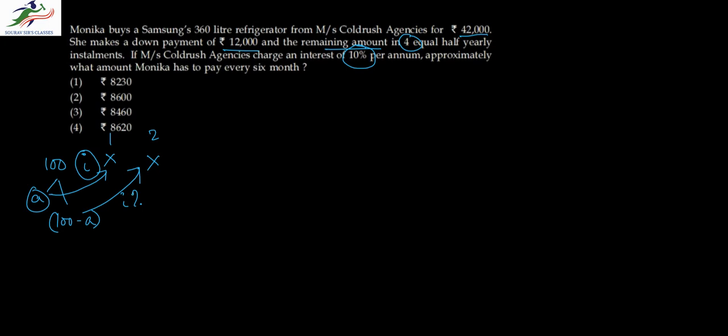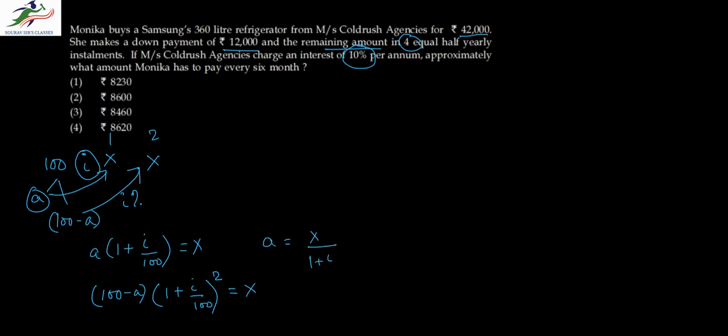So which means that A into 1 plus I by 100 is equal to X, and 100 minus A into 1 plus I by 100 for 2 years compounded means square is equal to X. So this means that A is X by 1 plus I by 100, and 100 minus A is equal to X by 1 plus I by 100 whole square.